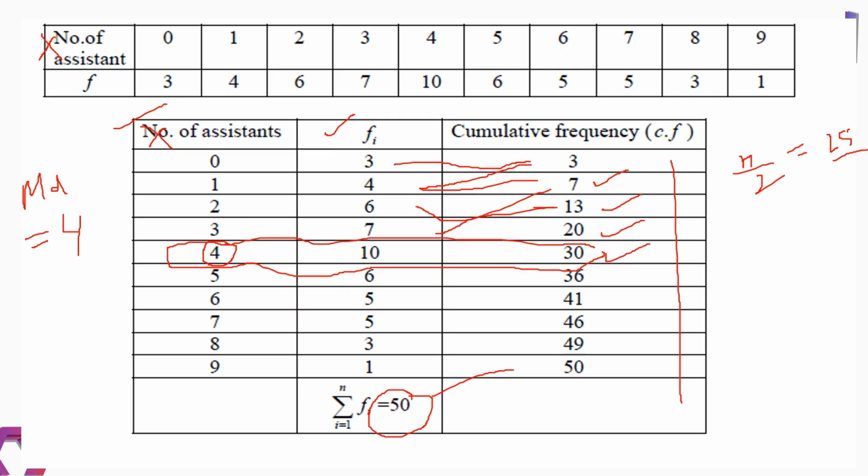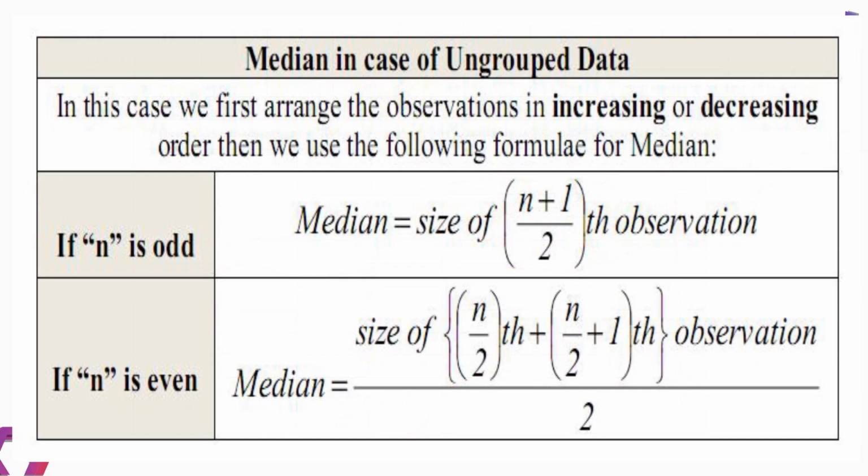This is all about grouped data. Now, this is the simple formula that we have already used. When n is odd, then we use n plus 1 by 2. And when n is even, then we find two terms, n by 2 and n by 2 plus 1, then take the mean of them. It means if we have an even number of terms, then the middle value is the sum of the two middle terms divided by 2.